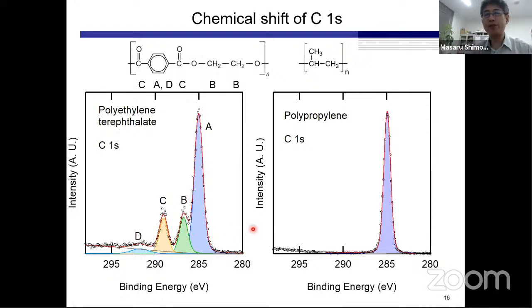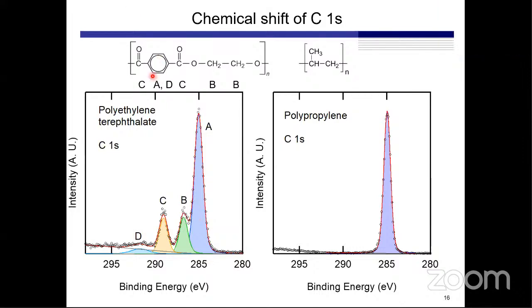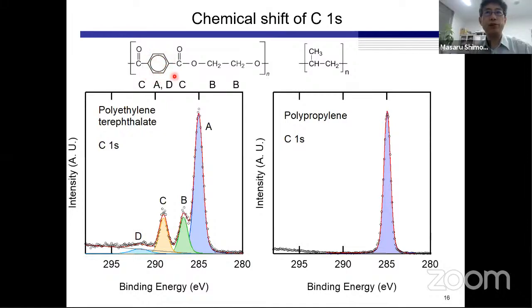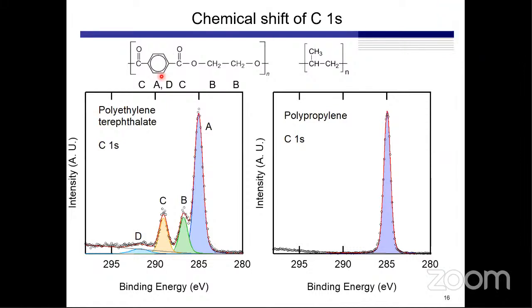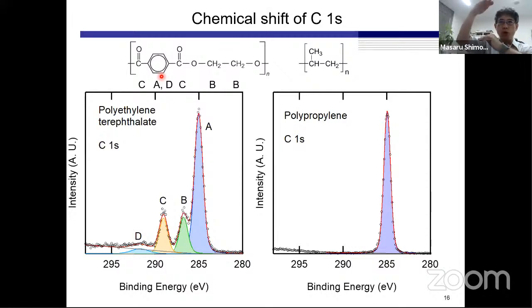There are several types of satellite peaks. For example, here, the peak D is a kind of satellite peak. This is because of the band excitation. If there is a phenyl functional group, a benzene ring like this, then there is an excitation from HOMO to LUMO. Because of this absorbance, there is a satellite peak. It was like a peak, but because of the excitation, it is shifted like this. So one possible reason for the satellite peak is the excitation of the HOMO-LUMO gap.